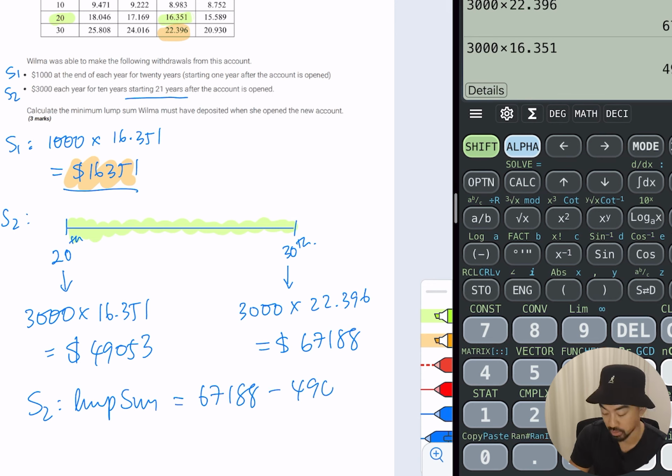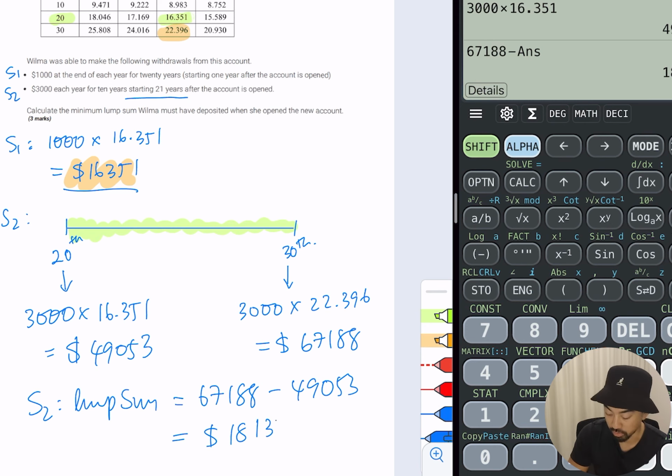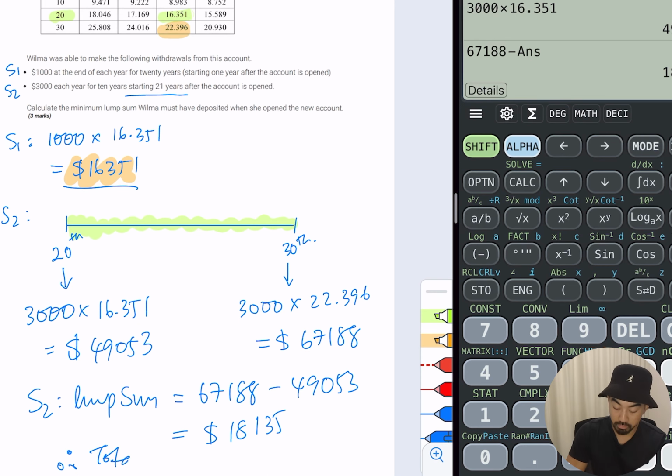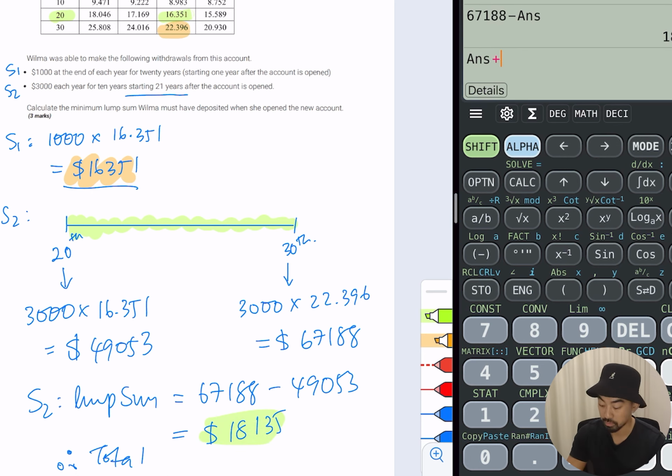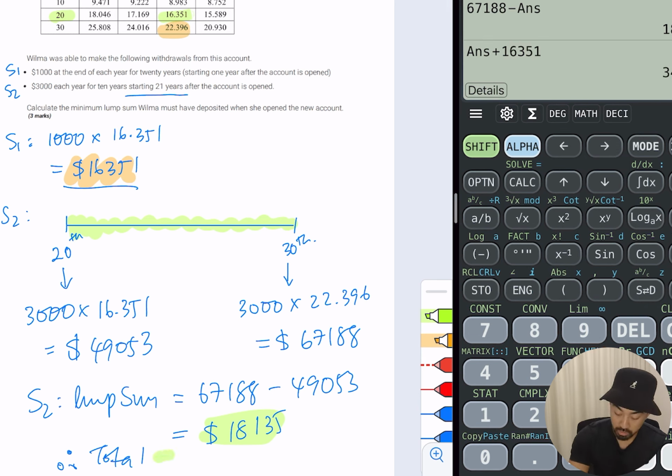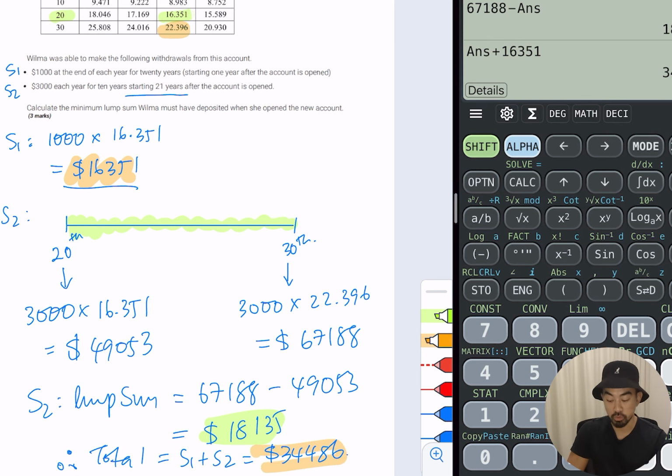So the lump sum of scenario 2 is going to be the difference, 67,188 minus 49,053. So that's 18,135. So therefore the total is going to be this plus the 16,351 that we had before. So scenario 1 plus scenario 2 is $34,448.60.